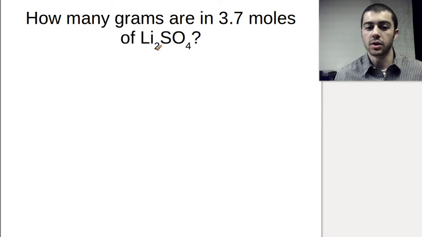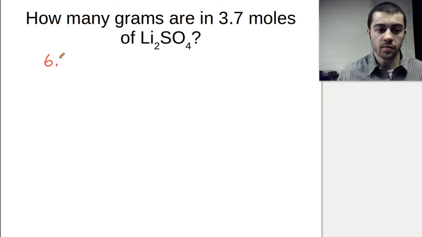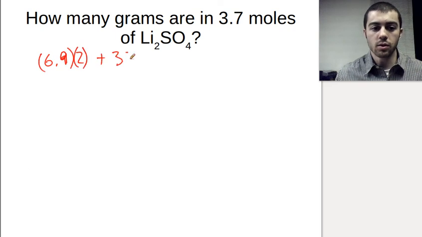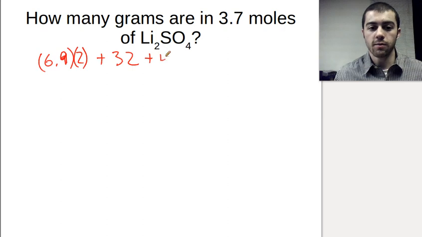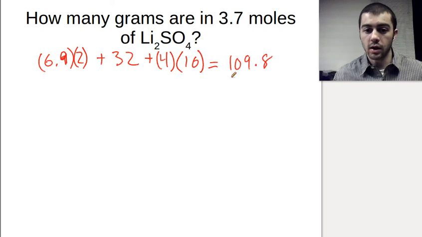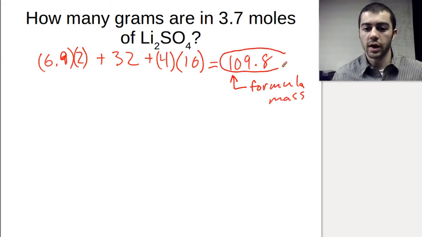So for lithium sulfate, we're just going to remember with the formula mass, we add up all the parts. So we have lithium, which is 6.9, and we have 2 of those, plus 1 sulfur, which is 32, plus 4 oxygens, and they are 16 each. If you add this up, this is going to give you a total of 109.8 as our formula mass. This is what we're going to use as our conversion factor.